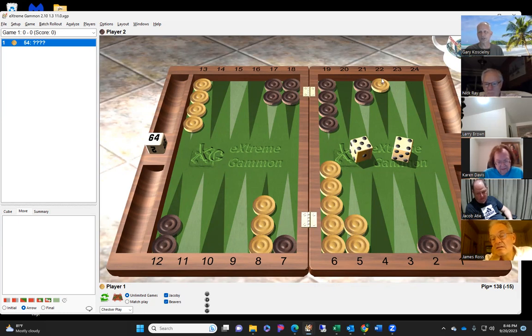But also, we have a single checker back. So, we're not going to make an anchor. All we can do is escape. So that also tends to be a blitzing indication. I think it's not immediately obvious, but if you think it through a little bit, this is more blitzing than priming. Now, what about black?